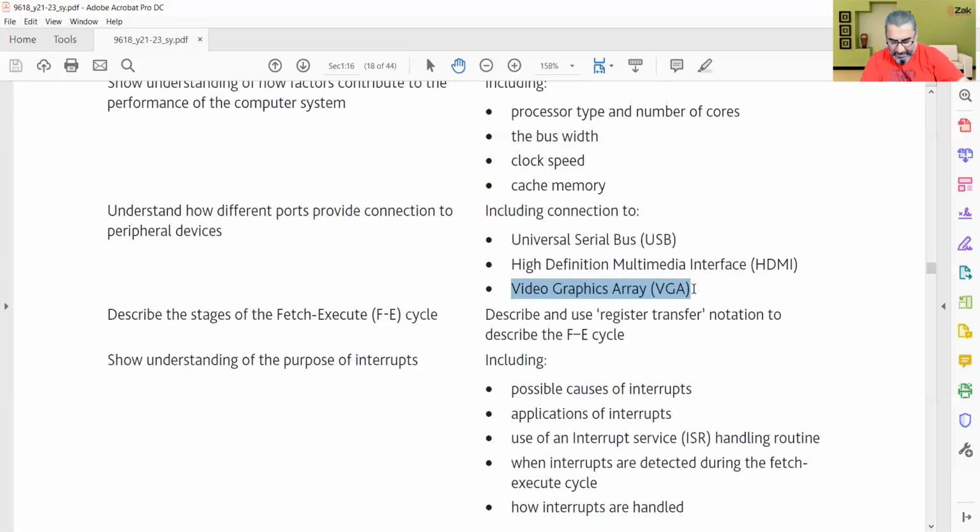VGA was introduced at the end of the 1980s. That was itself a blessing at that time. VGA supports 640 by 480 pixel resolution on a television or monitor screen. It can also handle a refresh rate up to 60 hertz.